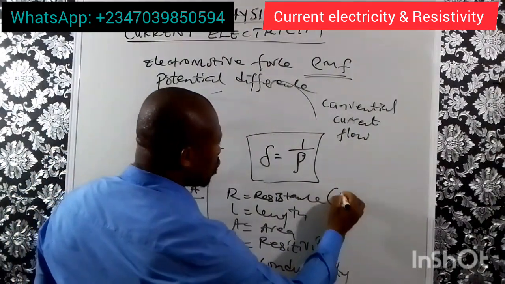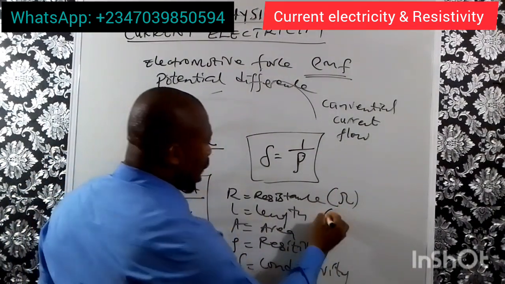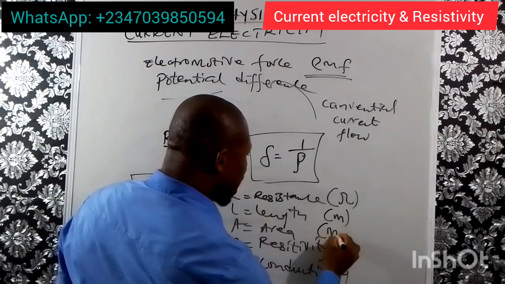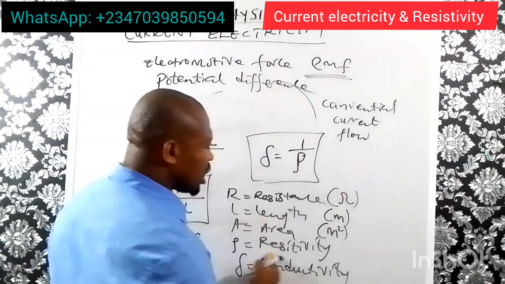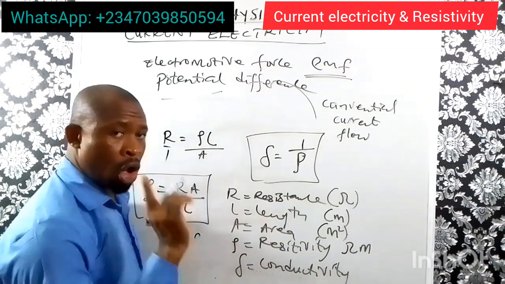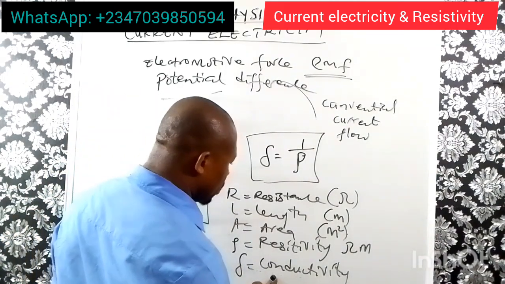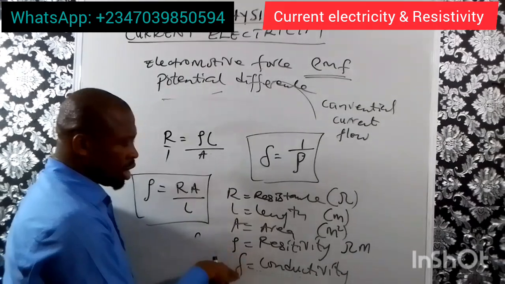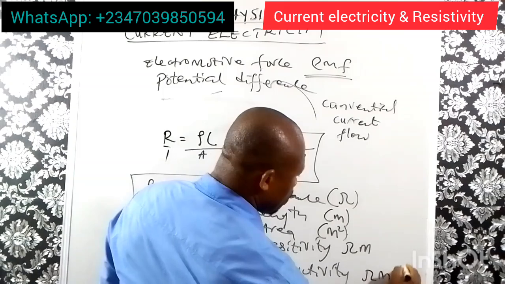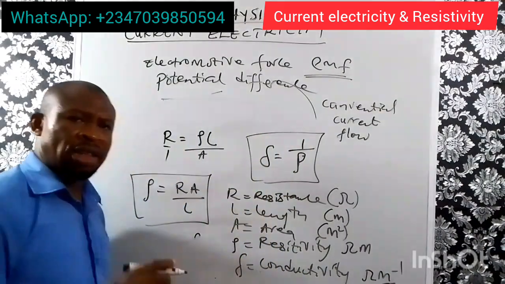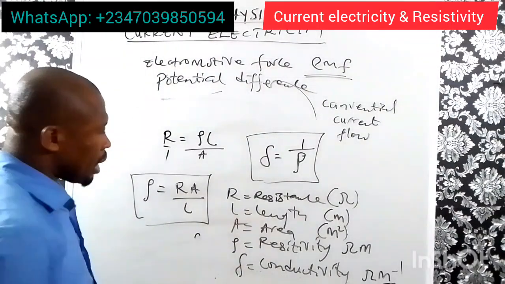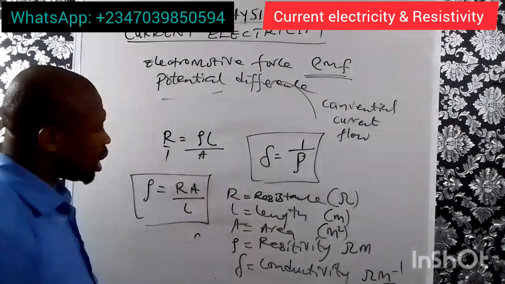Resistance, like we said before, is measured in ohms. Length is measured in meters. Area is measured in meters squared. Resistivity is measured in ohm meters. While conductivity, because it is the inverse of resistivity, will give us ohm per meter. Now let us take some calculations to add flesh to what we have just discussed.